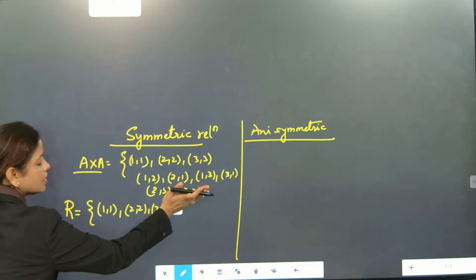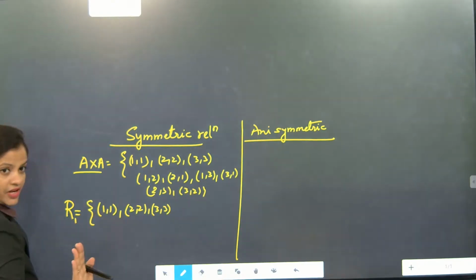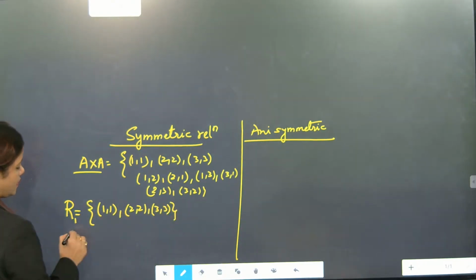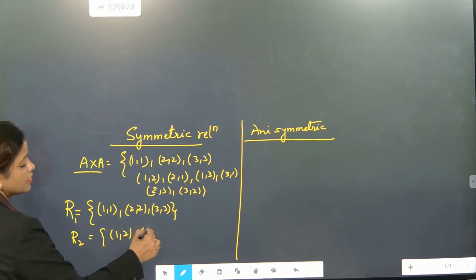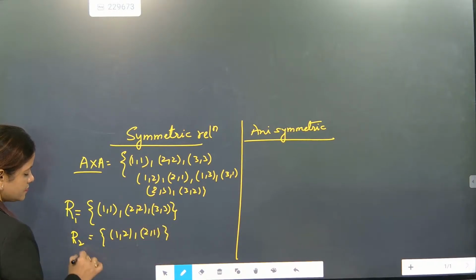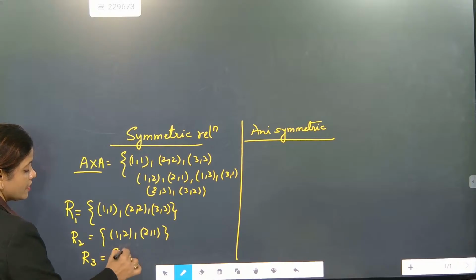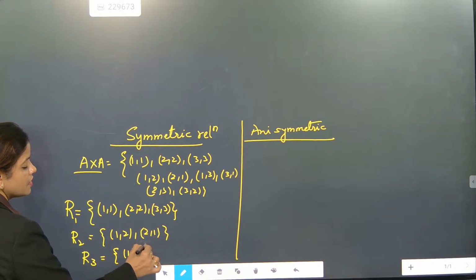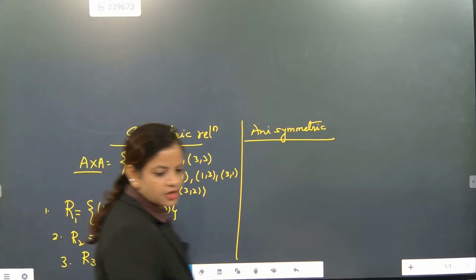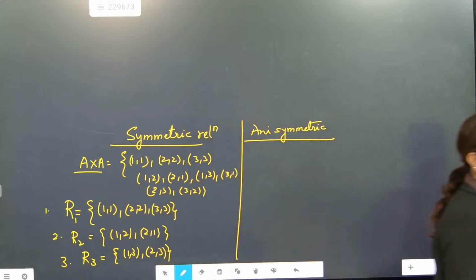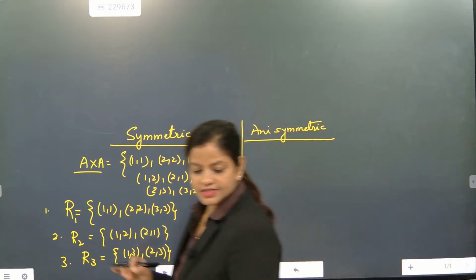Understand very clearly. Another one has (1,2), (2,1). The third one has (1,3) and (2,3). Now among these 1, 2 and 3, which one is symmetric? Come on, check. Everyone start answering the question. Among these 1, 2 and 3, which one is symmetric?